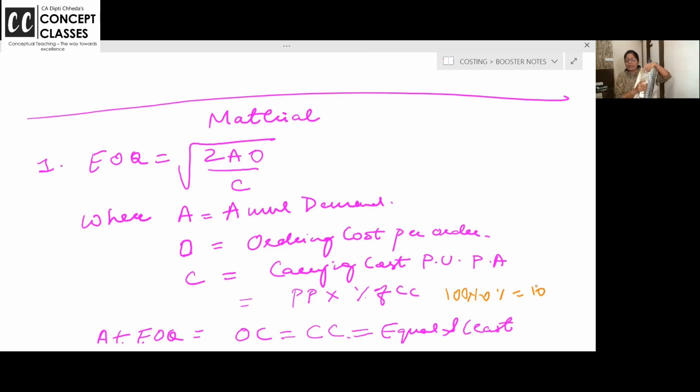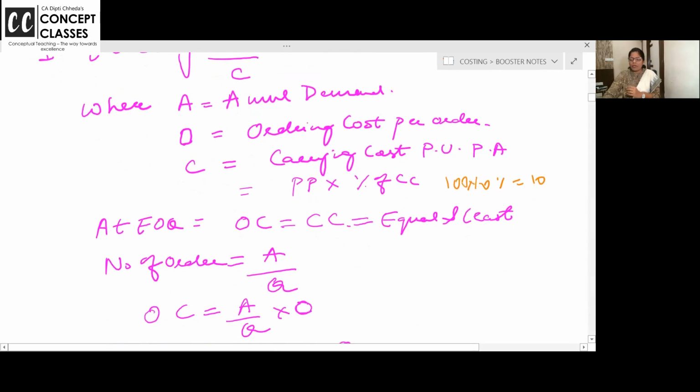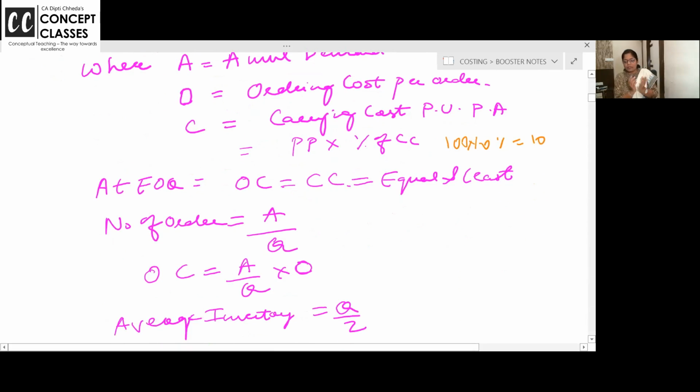Under root 2AB divided by C, where B is the ordering cost, you will get the economic order quantity, which means how much to purchase.